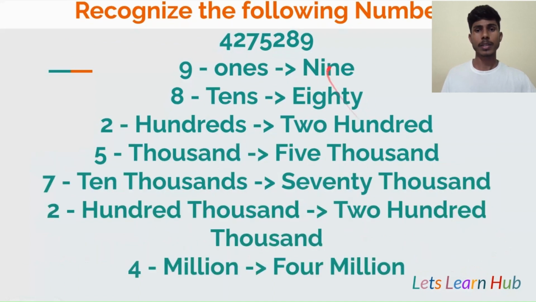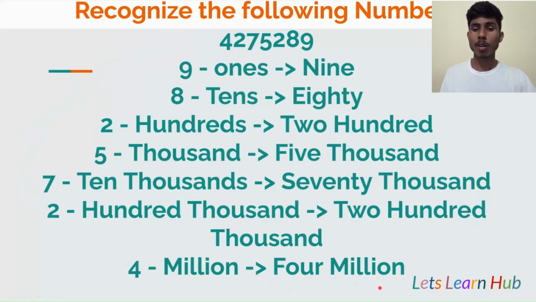See how can we name it? This 9 ones will be 9, and 8 tens will be 80, and 200s will be 200, 5,000s will be 5,000, and 10,000s will be 70,000. And we can say this 2 is in lakhs place, or else we can say it is in 100,000 place. If we say this is in 100,000 place, that means we have 200,000. And the next number will be in millions place, so this 4 is in millions place, that means we have 4 millions. This will become 4 million.